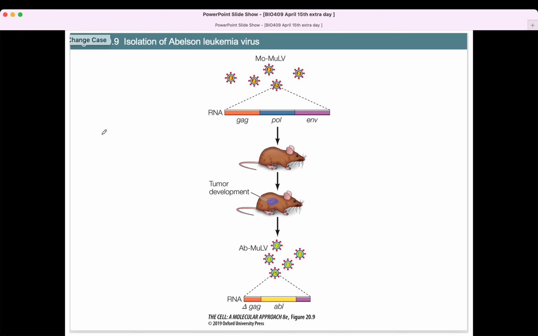So we've talked about oncogenic retroviruses for quite a while. Here are examples of them. And the book will use new oncogenes that we haven't learned about. Like here's an oncogene called ABL. And that's not going to be our big emphasis in learning in this chapter.